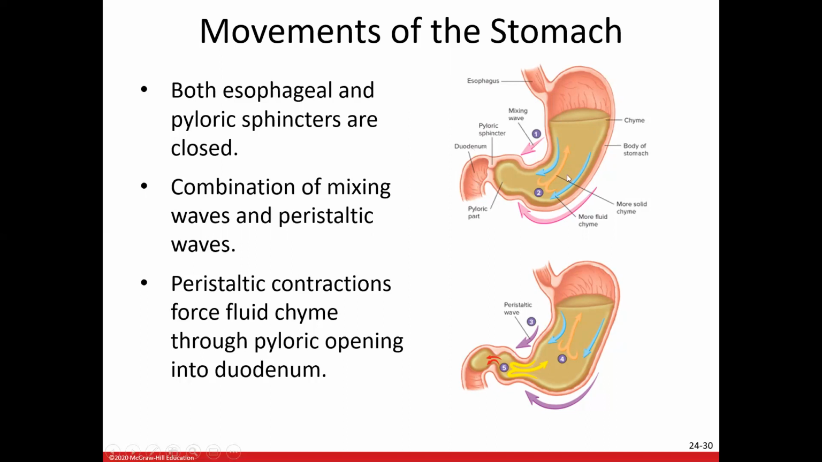We have your mixing waves, which is sort of this back and forth sloshing, just kind of moving the chyme around, getting it sort of evenly mixed, for lack of a better word. And then we have your peristaltic waves. These are the waves that are ultimately contracting to push the chyme content further along the GI tract. So when we've mixed up the food enough and we've broken it down, those peristaltic waves can force some of the food through the pyloric sphincter that's relaxing into the duodenum of the small intestine to continue on with digestion.